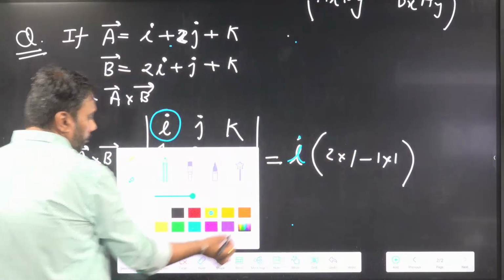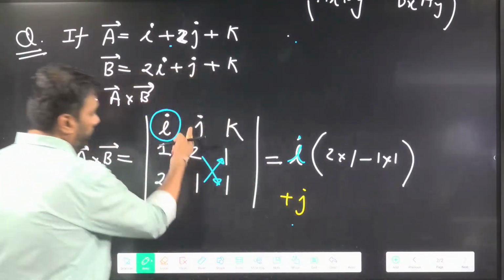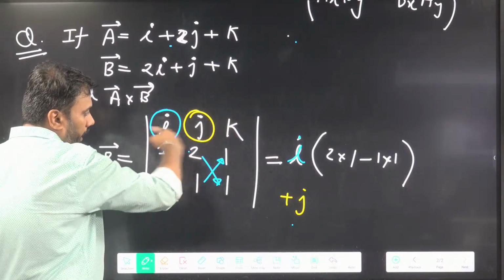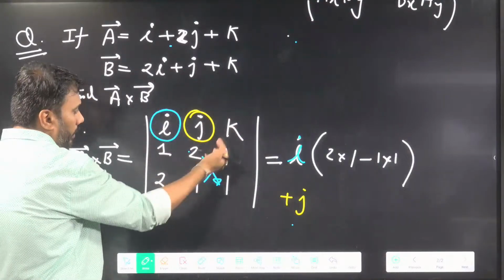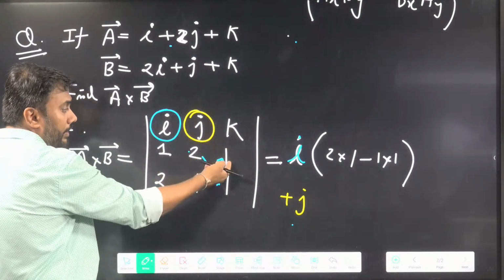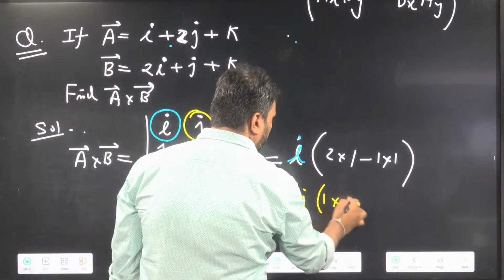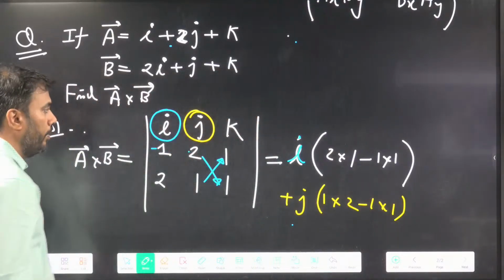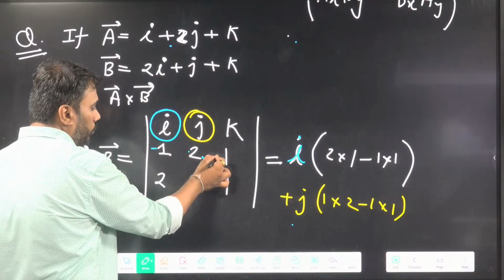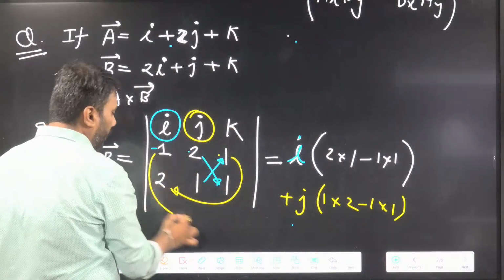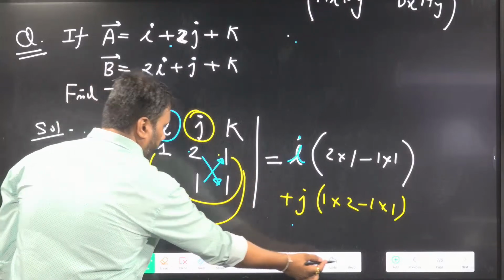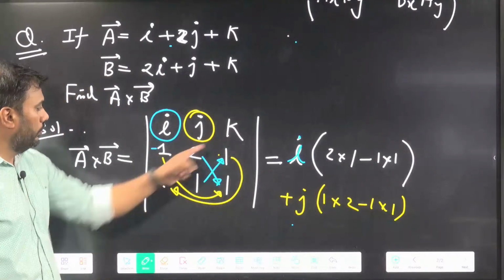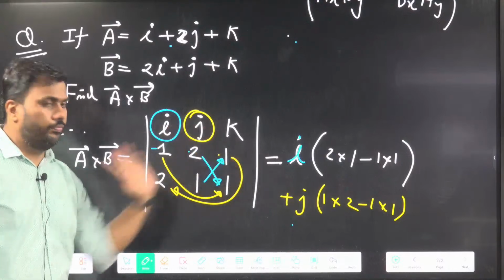Then the second term, j cap. If you want the coefficient of j cap, remove this row and column. You are getting 1 and 1, 2 and 1. For j, I will start with the z component. So this 2 into 1, then this 1 into this 1, with a negative sign in between. 2 into 1, then 1 into 1. This is j.